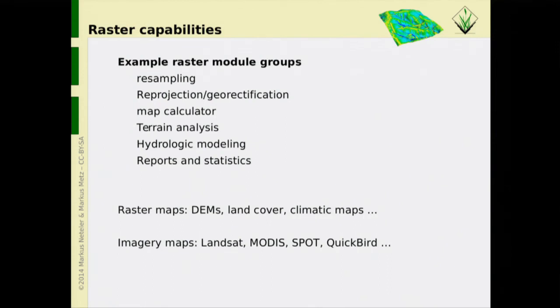So that was just a quick example on hydrological modeling. GRASS has, let's say, raster module groups for resampling, reprojection, georectification, a very versatile and useful map calculator, which can be used for many, many different things. Terrain analysis, hydrologic modeling, for example, as we just did, and various options for reports and statistics, including what is known as zonal statistics in various formats. Raster maps, you can load anything you want, digital elevation models, land cover, climatic time series, and so on.